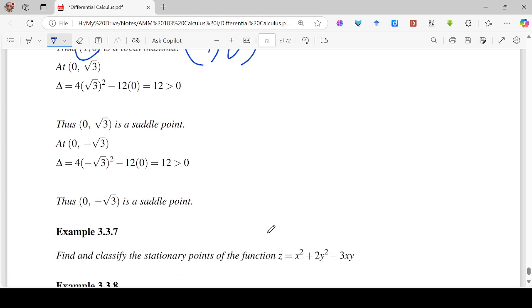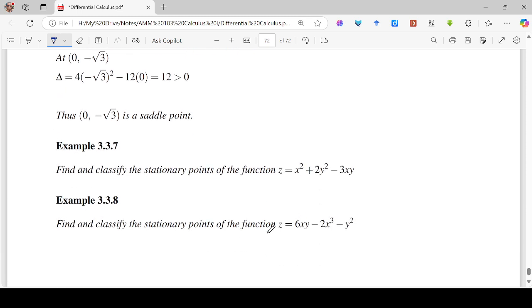So basically, this is how you find the stationary points. I'll share this note so that you can go through them again, and then you can work out the last two.